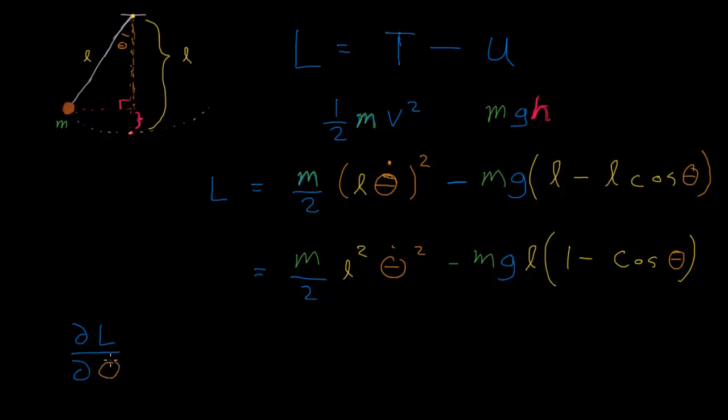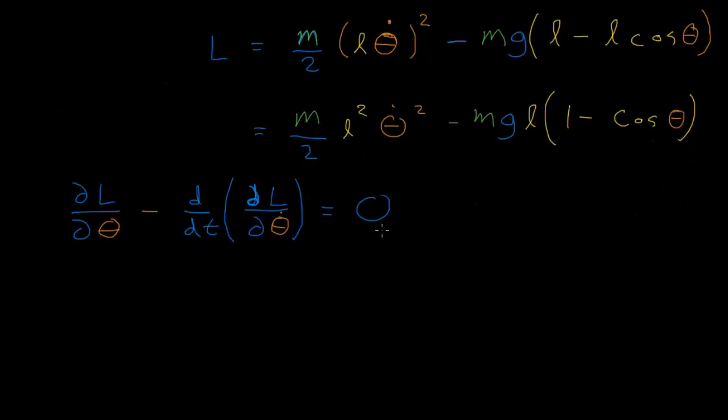we have dL d theta, and I might as well keep making my thetas orange, minus the full time derivative, d dt of the partial derivative with respect to theta dot of the Lagrangian. All of that equals 0. So let's scroll down and actually see what this turns out to be.